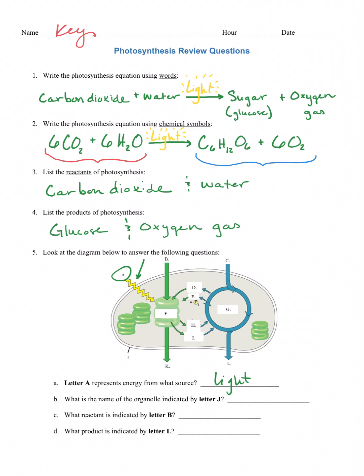Letter B says, what is the name of the organelle indicated by letter J? So J's here, it's pointing to this entire organelle, which you would find inside of things like plant cells. Plant cells usually have many of these structures inside of them, and they are referred to as chloroplasts.